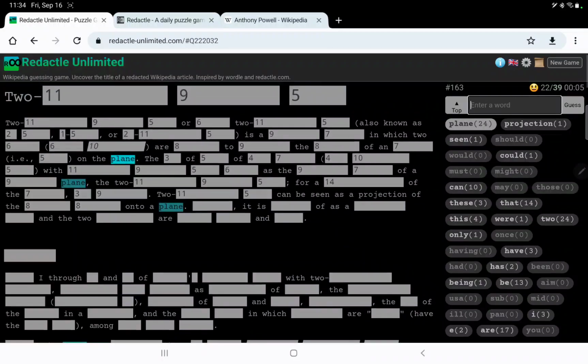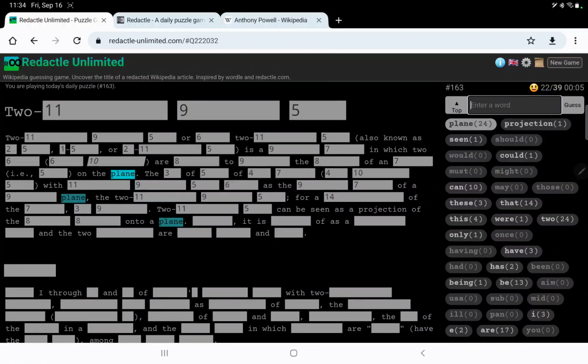Yeah, as a 10. Maybe a projection. Oh, now that's ridiculous. I haven't had a good word like that in a while. Can be seen as a projection of the something onto a plane would make sense. I'm wondering if this is some map projection. Maybe two-dimensional.